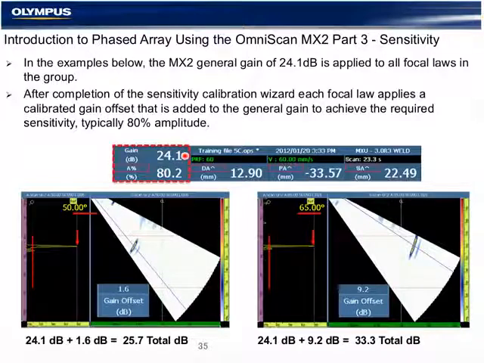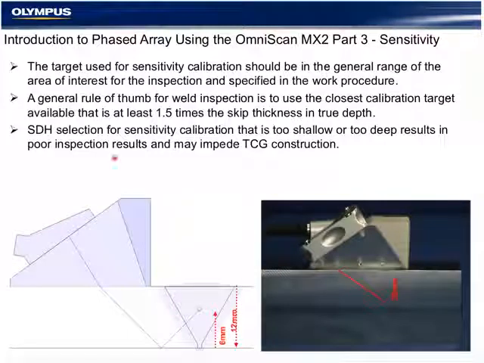The target used for the sensitivity should be in the general area of interest for the inspection or specified in the procedure. A general rule of thumb is to select a target approximately 1.5 times the thickness in true depth. A side drilled hole selection for sensitivity that is too shallow or too deep results in poor results and can impede the construction of the TCG if that's required. By true depth, I mean this is a 12 millimeter thick weld. So we go down 12 millimeters in true depth, back up 6 millimeters, and then we select the closest calibration block side drilled hole that we have to do our initial sensitivity inspection.